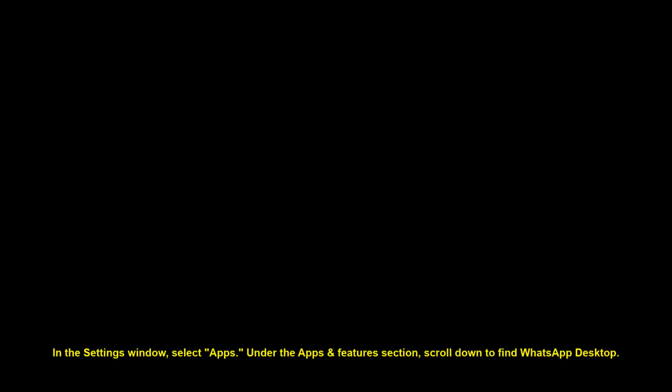Under the Apps and Features section, scroll down to find WhatsApp desktop. Click on WhatsApp desktop to reveal additional options. Select the Uninstall button. A confirmation prompt will appear. Click Uninstall again to confirm.